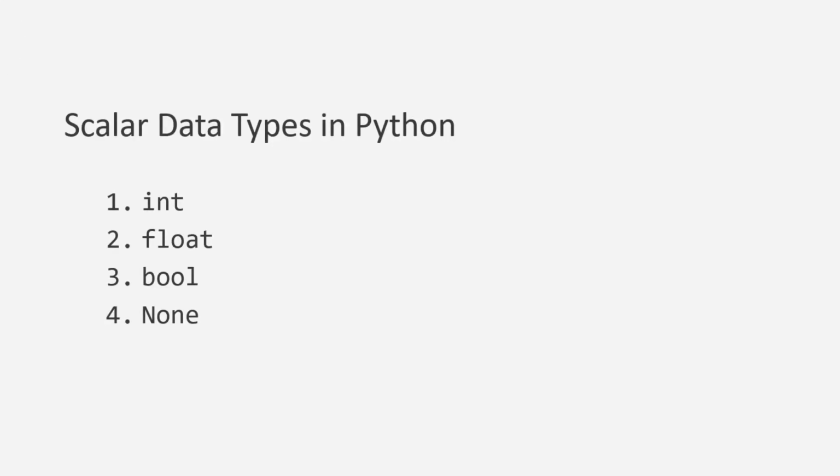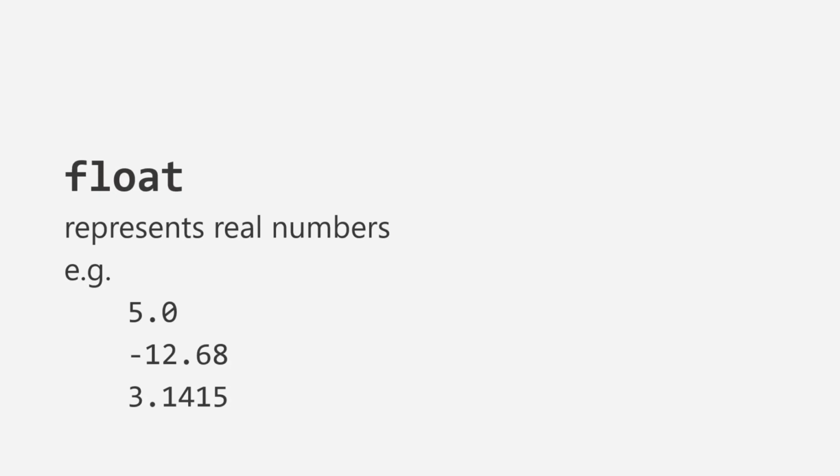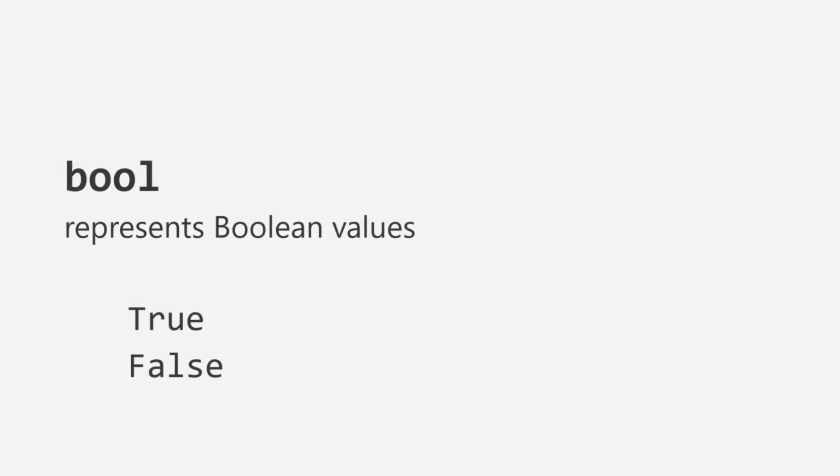Objects are the core things that Python programs manipulate. Objects come in several types. The following are the most commonly used scalar types in Python: int, float, bool, and None. Int is used to represent integers. Integers are whole numbers such as 0, -1, 2, 3, -57, 100, and so on. Float, short for floating point numbers, is used to represent real numbers such as 5.0, 3.14, or -12.68. Bool is used to represent Boolean values. Unlike the unlimited possible values for numbers, there are only two Boolean values, True and False. We'll skip None for now.